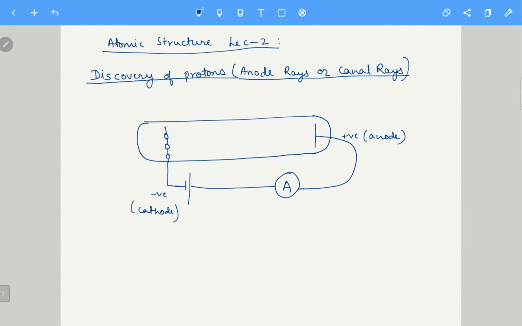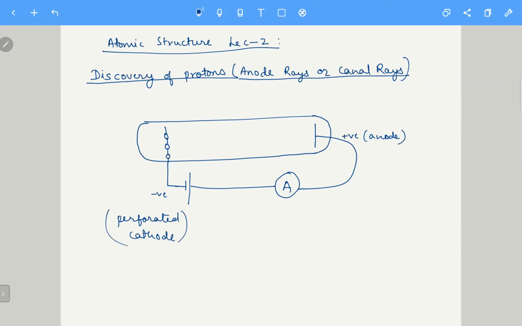So someone randomly thought that maybe, if negatively charged particles are moving towards the anode, there might also be some oppositely charged particles moving towards the cathode. How to establish that there are some other particles traveling in the opposite direction? What he did, he used a perforated cathode instead of a normal cathode. A perforated cathode with holes.